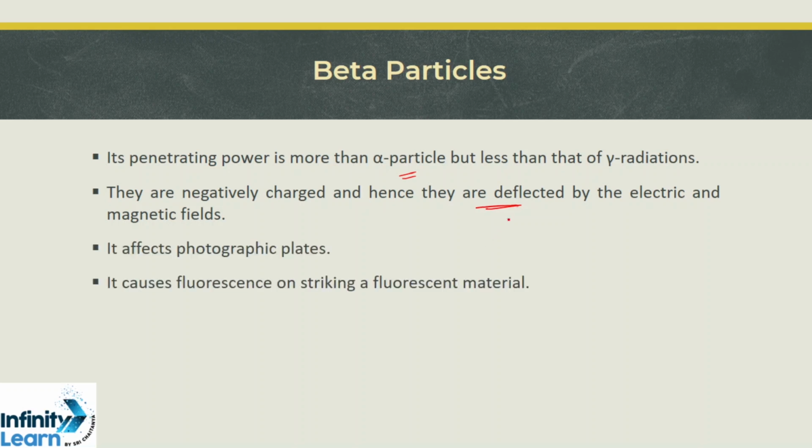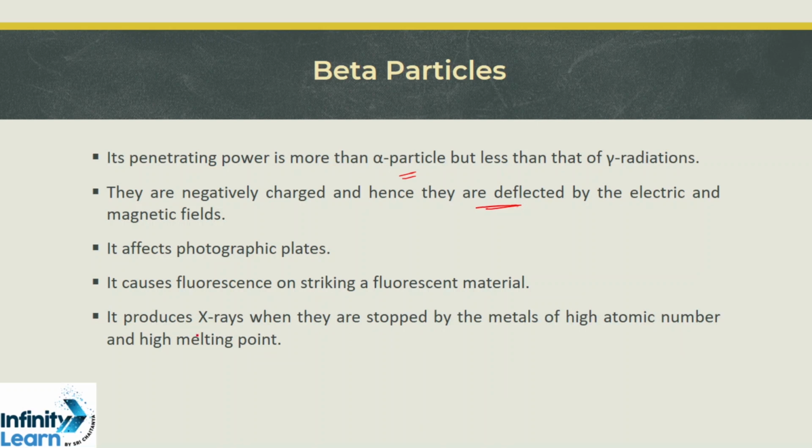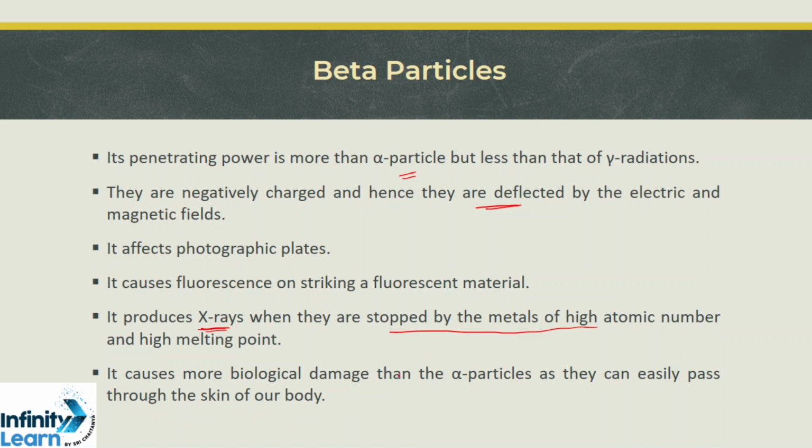Next 2 points are common. It affects photographic plate. It causes fluorescence on striking of fluorescent material. Next, whenever these beta particles are stopped by metals of higher atomic number and higher melting point, they produce X-rays. And lastly, it causes more biological damage as compared to alpha particles, as they can easily pass through the skin of our body. Alpha particles are easily stopped by the skin of our body.